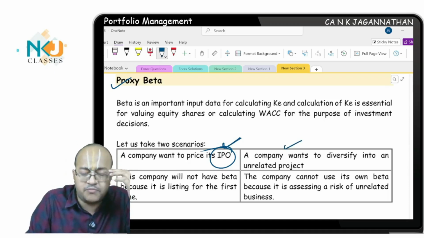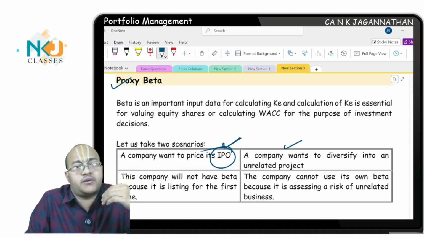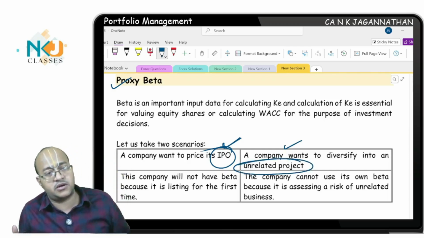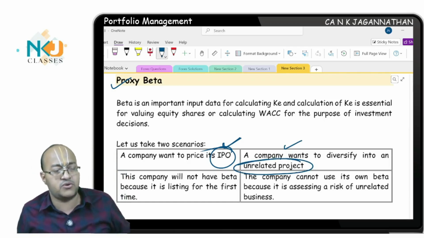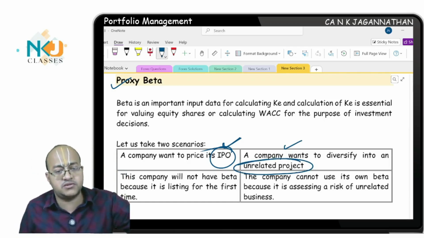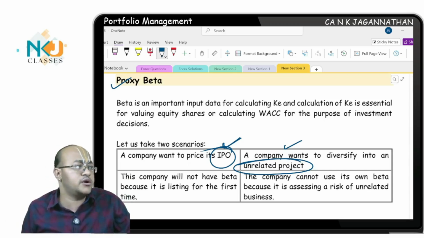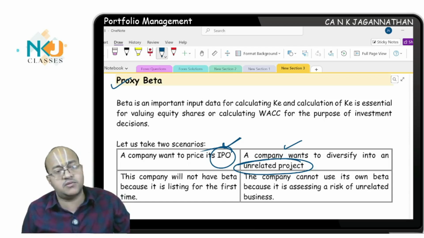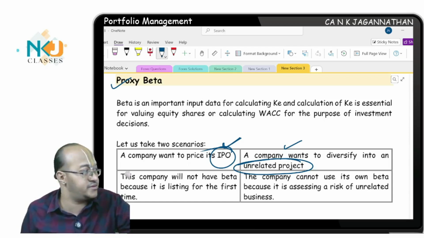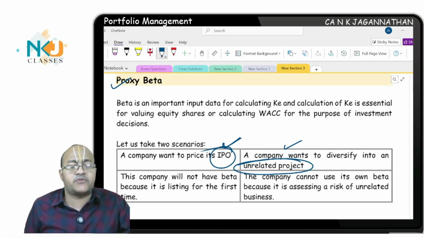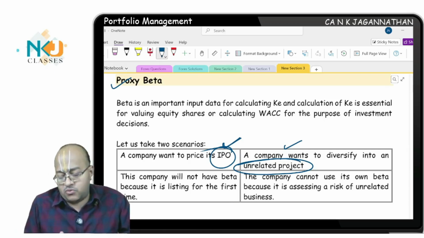Then, if the company diversifies into an unrelated project, assume Tata Limited is already in TCS, jewelry business and eyewear business, all these businesses are there. Assume it is already in steel business and all. Assume it wants to enter into some other business, say textile business. Now, it will never have its own beta.